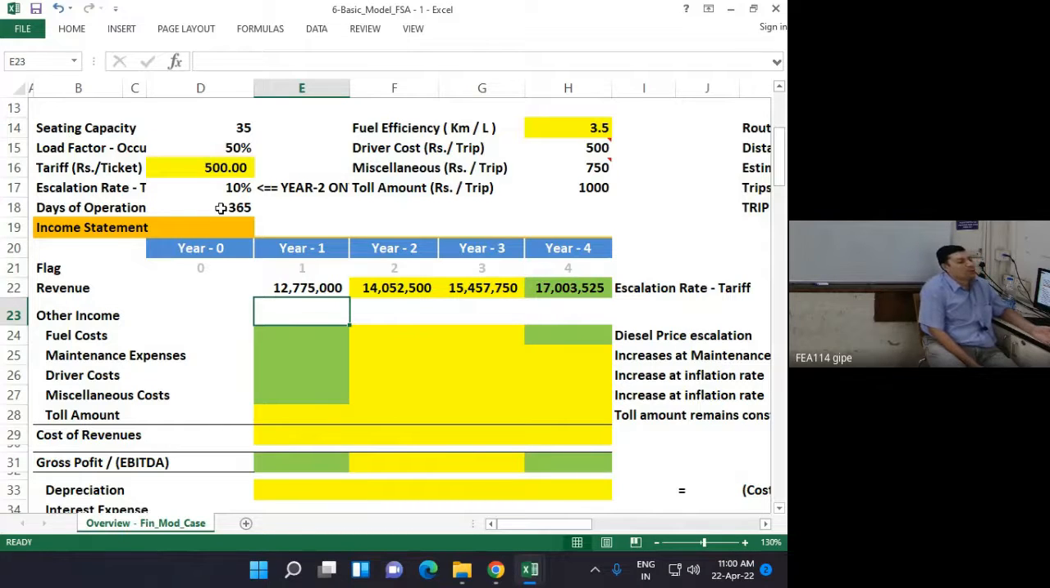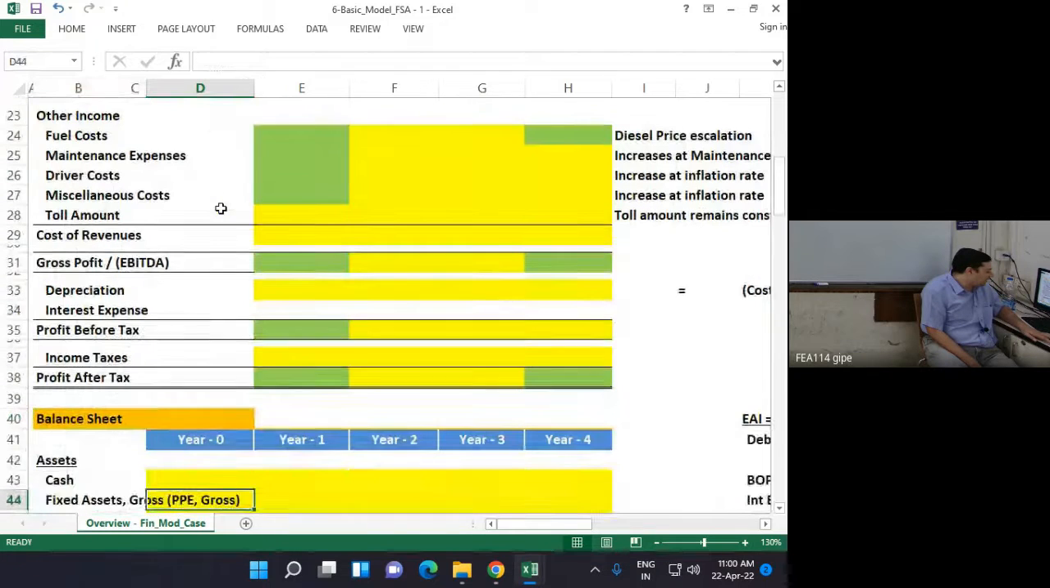Year 0 is only denoting the opening balance of year 1. There is no year as such. Why do you want year 0 then? Because some transaction might happen at the start of the year, which will affect your balance sheet.